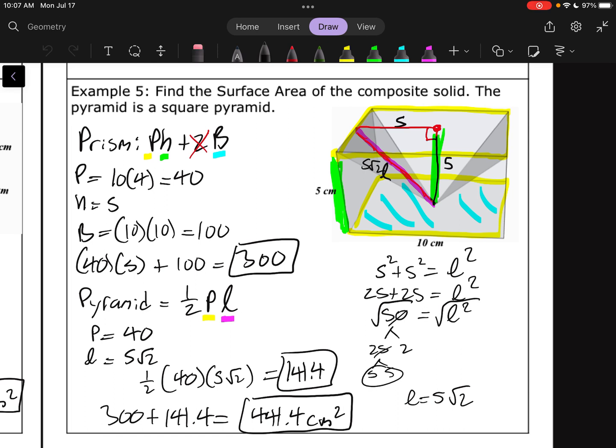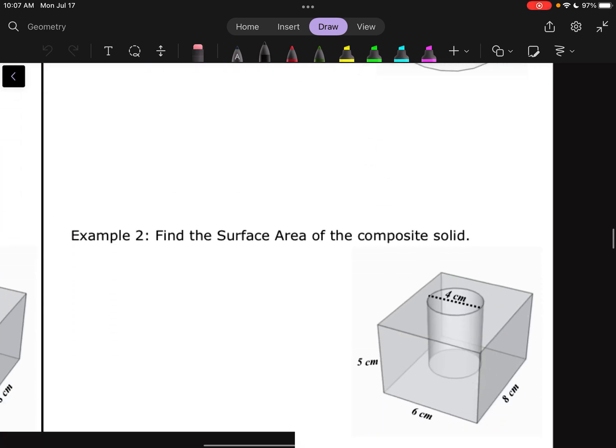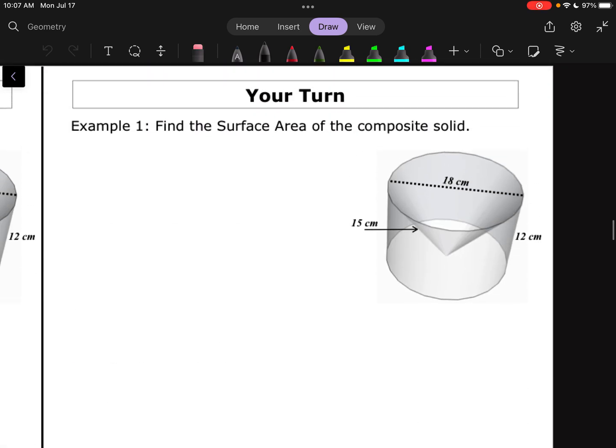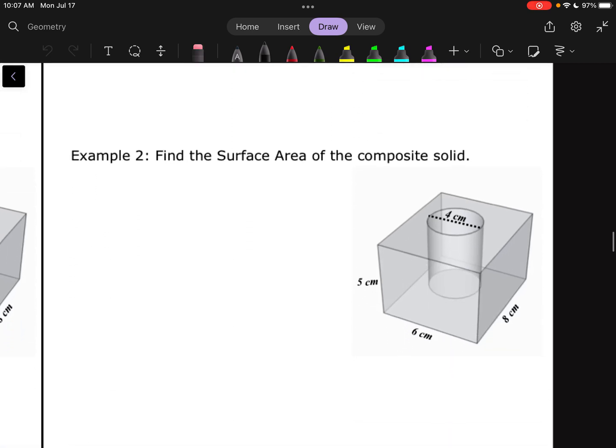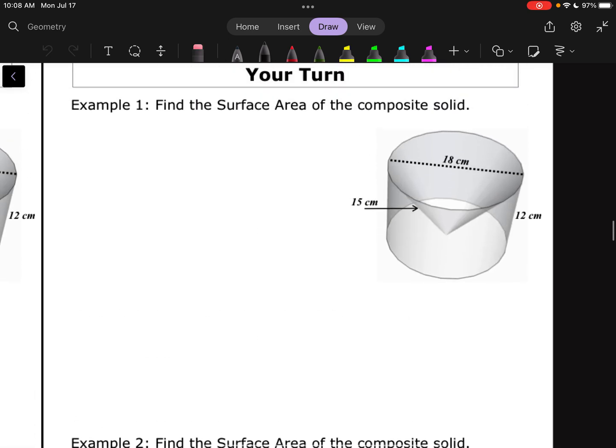Cool, cool, cool. All right, I know that some of these can be tricky. Hopefully that went pretty well, and it is your turn to try too. You've got a cone inside of a cylinder, and you've got a cylinder inside of a prism. So give those a shot, and then come back to check to see how you did.